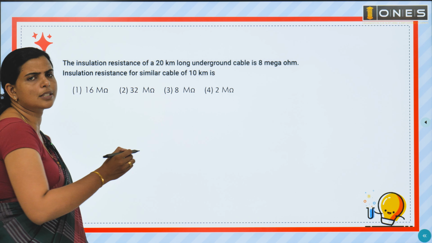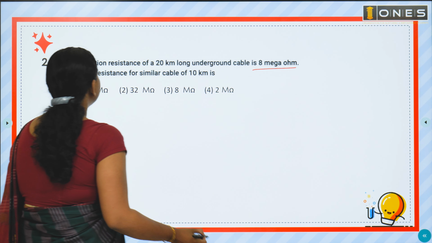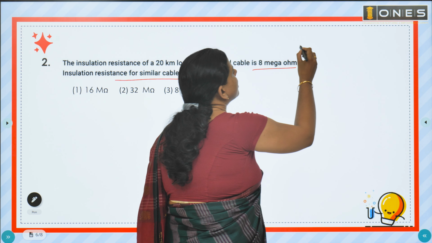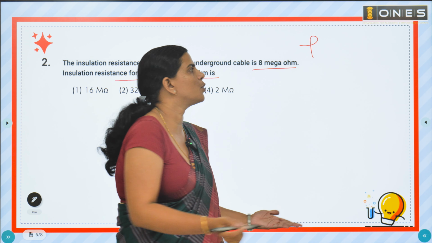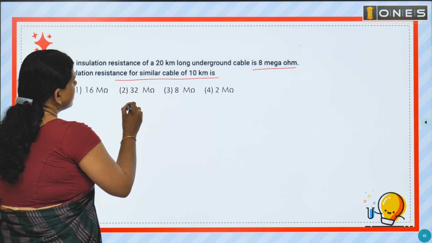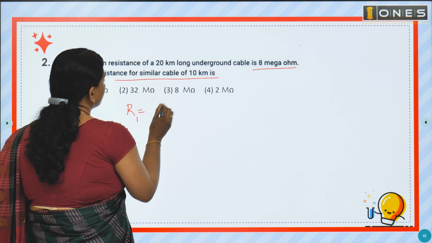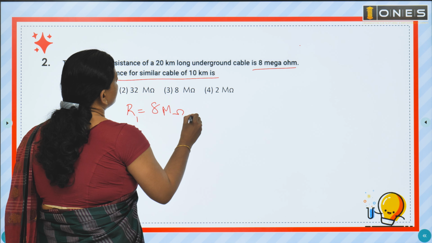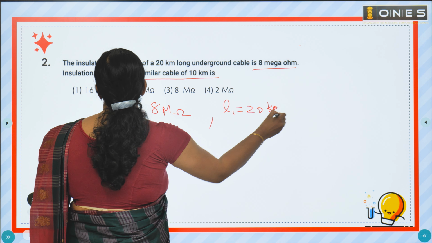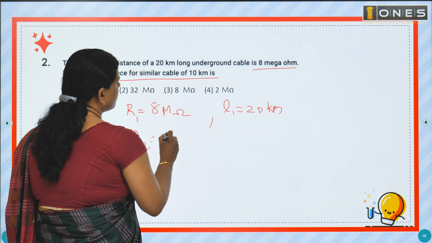The insulation resistance of a 20 kilometer long underground cable is 8 mega ohm. Insulation resistance for a similar cable of 10 kilometer. Okay, similar cable എന്ന് പറയുമ്പോൾ അവർ ഉദ്ദേശിക്കുന്നത് material is same, rho is same. Okay, resistivity is same. So തന്നിട്ടുള്ളത് insulation resistance is 8 mega ohm, length of the cable L1 is 20 kilometer. R2 ആണ് ചോദിച്ചിരിക്കുന്നത്. R2 is equal to question mark.